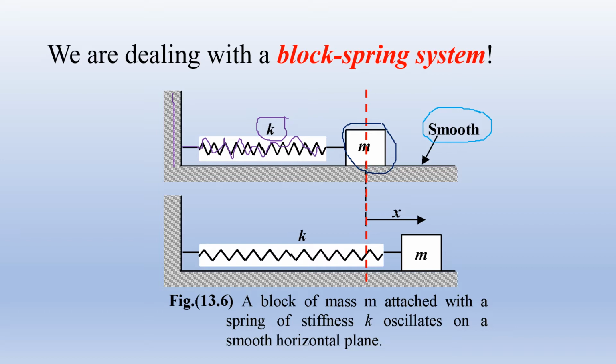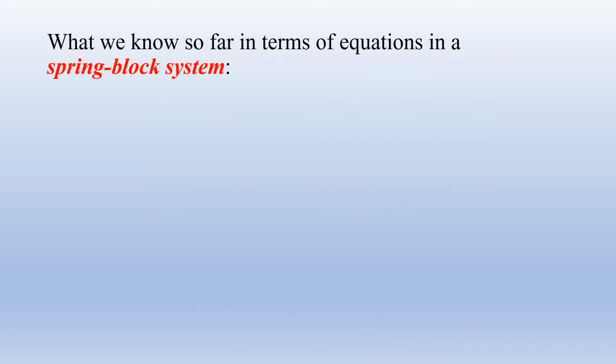The important thing in what we are going to learn today is this red dashed line. This is called the equilibrium position. That is when the spring is completely relaxed and it's just sitting there. Equilibrium position. Okay, here we go.